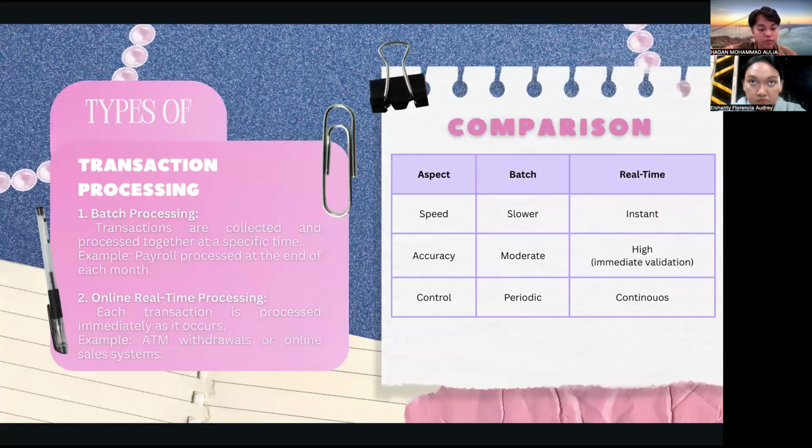There are two types of transaction processing. The first one is batch processing, and the second one is online real-time processing. In batch processing, the transactions are collected and processed together at a specific time, for example, a payroll system that processes the salaries at the end of the month. Meanwhile, in real-time processing, each transaction is processed immediately as it happens, like when you withdraw money from the ATM or make an online purchase. Compared to batch processing, the real-time system provides faster feedback, higher accuracy, and continuous control over operations.